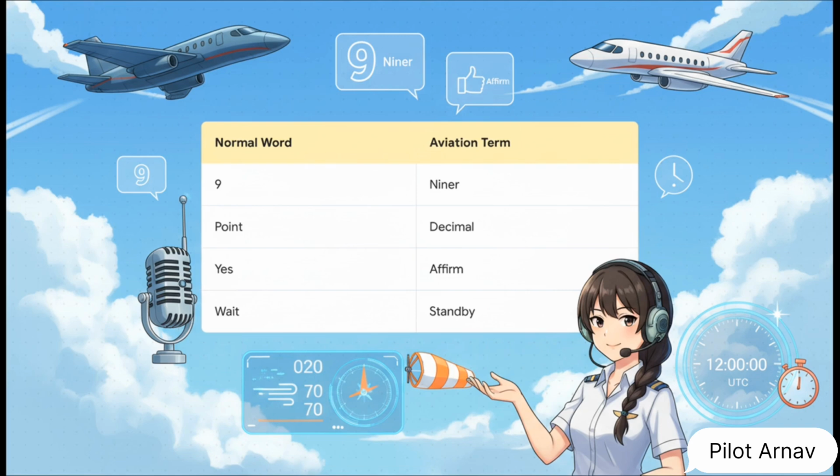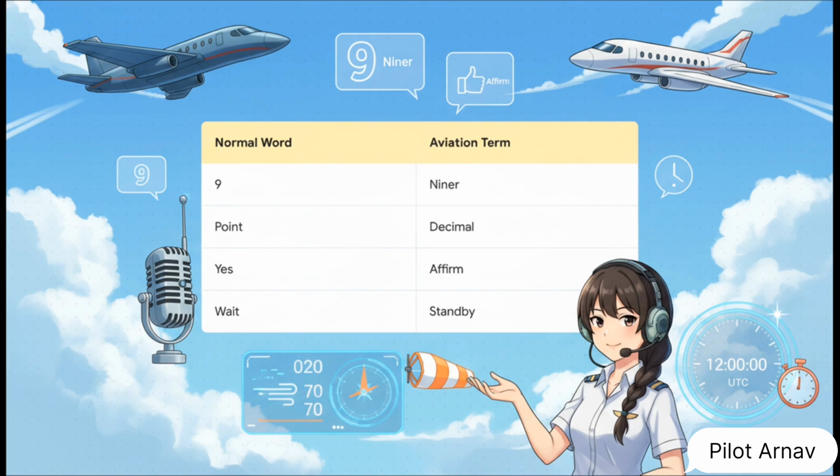When pilots and ATC speak, they use a very specific vocabulary. For instance, in aviation, we never say the number 9. We say niner. Why? To ensure it absolutely isn't confused with the German word for no, "nein", over a crackly, noisy radio. We never say point, we say decimal. So you'd say Mach decimal 84. If we mean yes, we just say affirm. If we need someone to wait, it's standby.